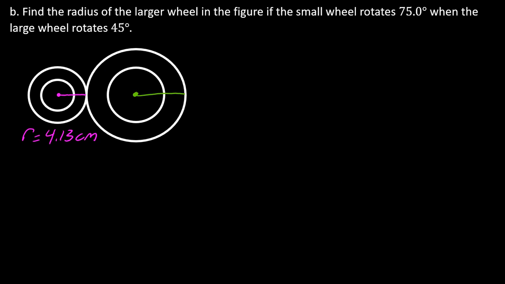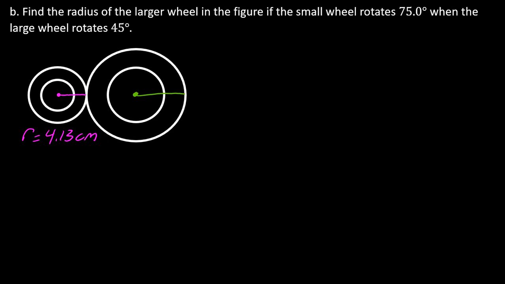Okay, so moving on to B here. This is another wheel problem, slightly different from the other one I talked about in my first video. Find the radius of the larger wheel in the figure if the small wheel rotates 75 degrees when the large wheel rotates 45 degrees.